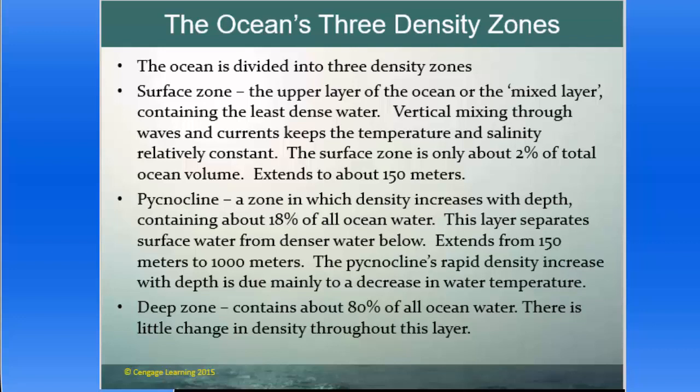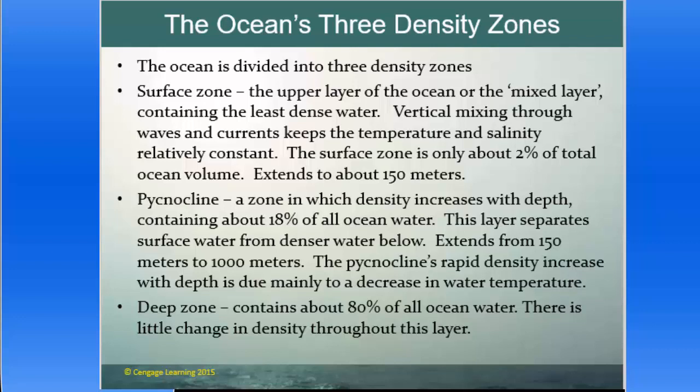The next zone down, more dense, is the zone in which density increases with depth, containing about 18% of the water. This extends from about 150 meters to about 1,000 meters. This layer separates the surface water from the densest water below, and it represents a rapid density increase. The water is becoming colder and saltier, and the density is increasing. Now, the deep zone contains about 80% of all ocean water. There is very little change in density throughout this layer.